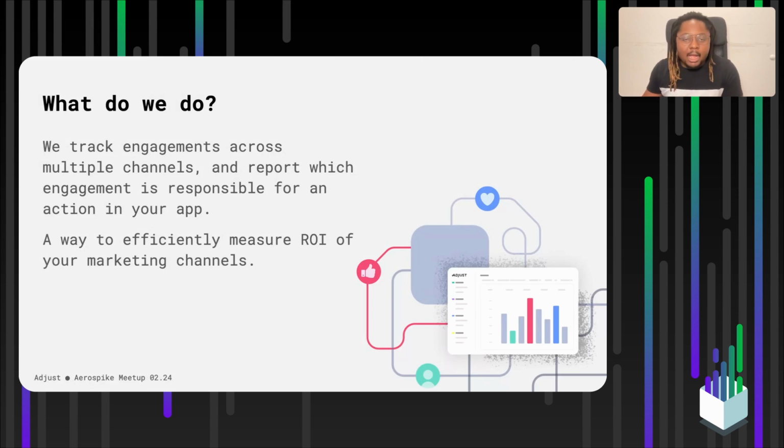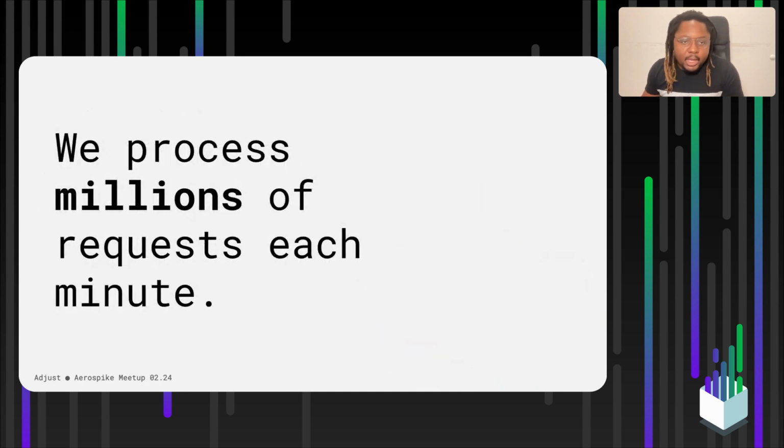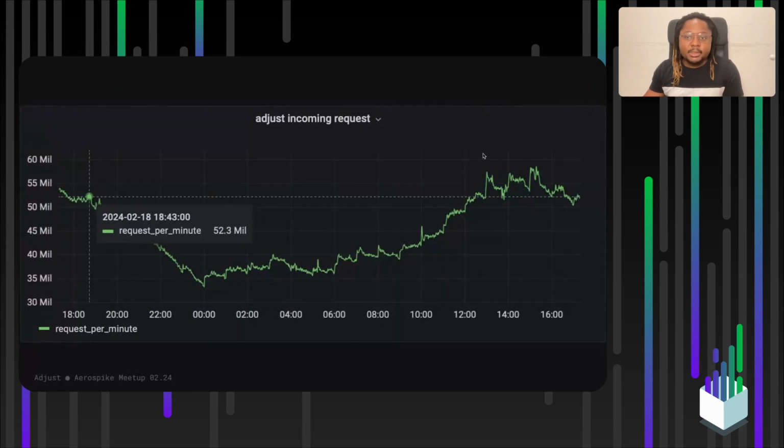We help them attribute and figure out which channel is most efficient, where they can spend their money, where they can deploy more resources. So in order for us to do this, we process millions of requests each minute. We process about 52 million requests every minute. During peak times, we process close to maybe 60 million. But on average, this is what it looks like in 24 hours.